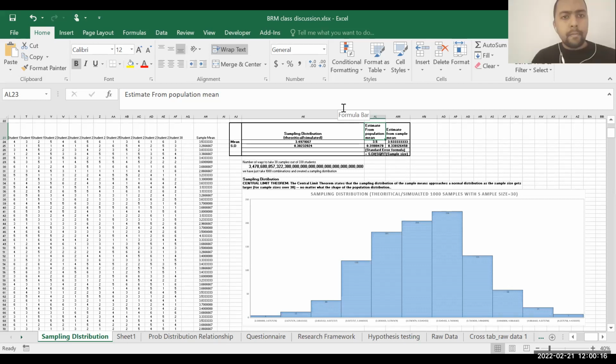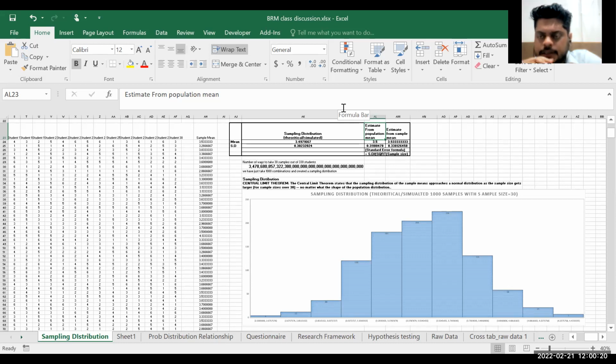Yes, sir. Okay, I hope this part is clear. Anyhow, I'll share the slide, go through it. But this part needs to be very clear. Otherwise, we'll not be able to form a hypothesis and go about hypothesis testing.